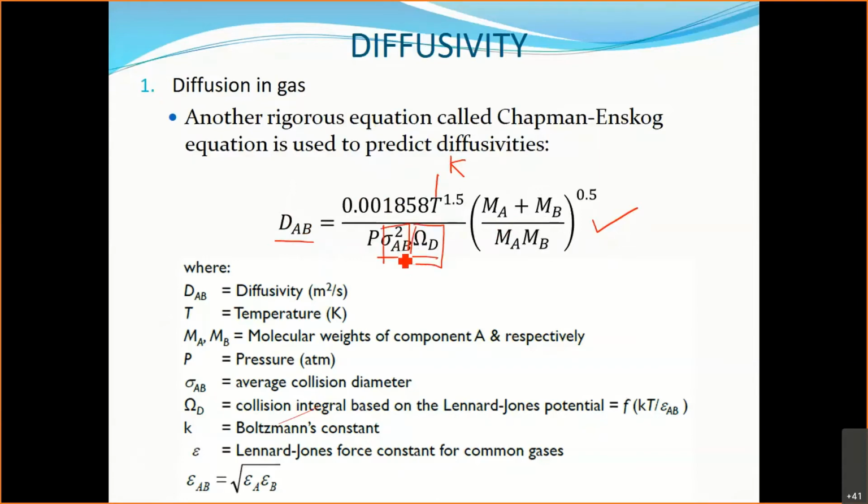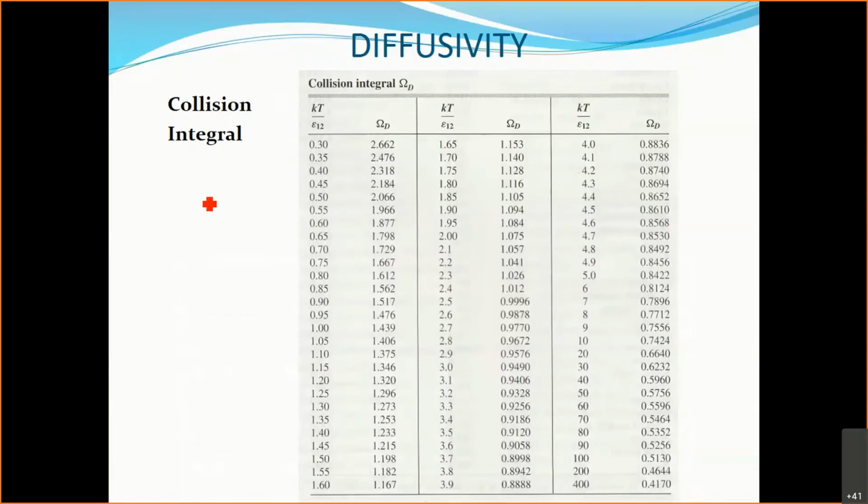So in order for you to find these two values, you will have to use the appendix. These are appendices that I've taken from our reference book. I'll also put this in our e-learning. If you see here, in order for you to find the value of omega, you will need to know the value of kT per epsilon 12.